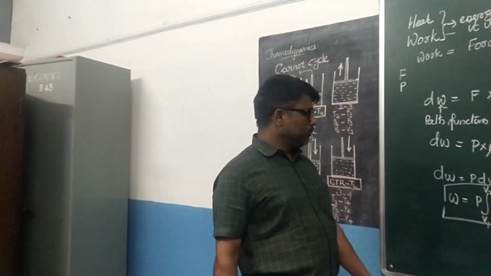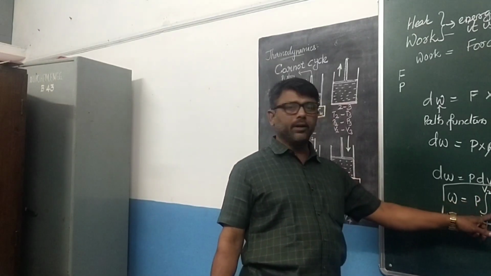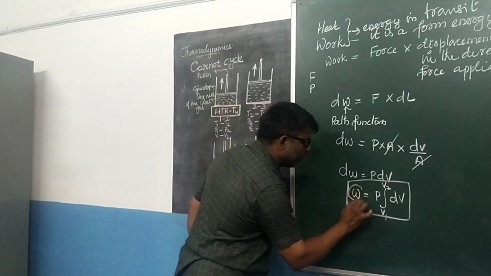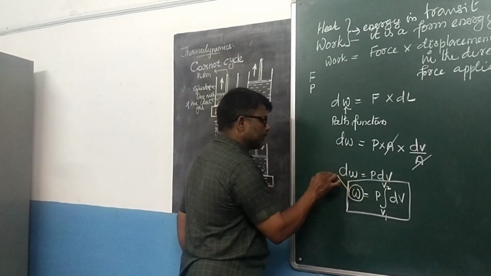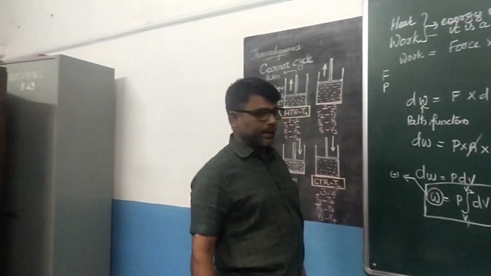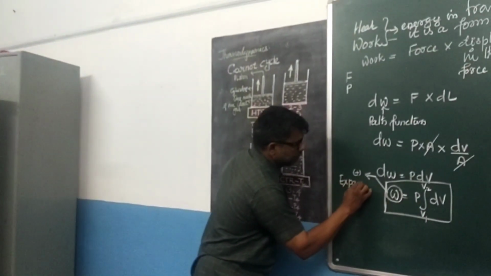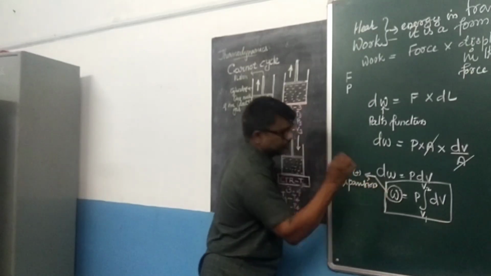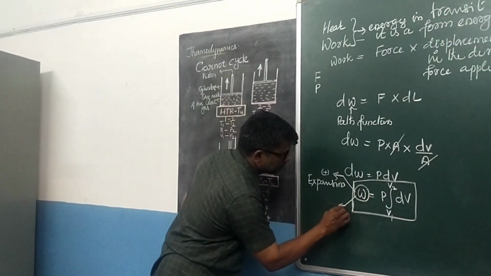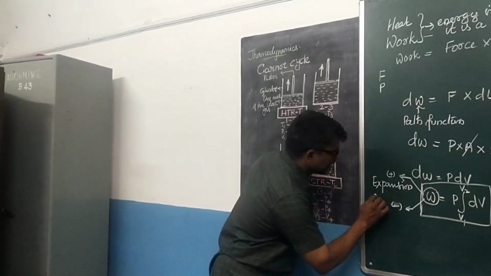Okay. Now let us see W is equal to P into integral of dV from V1 to V2. What about the value of W? If W is a positive value, this is an expansion process, expansion of gas. When W is a negative value, this will be a compression process.